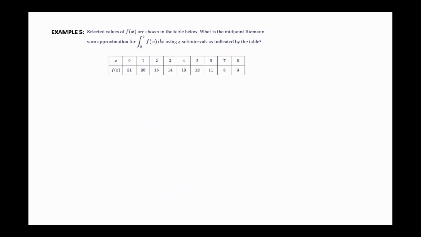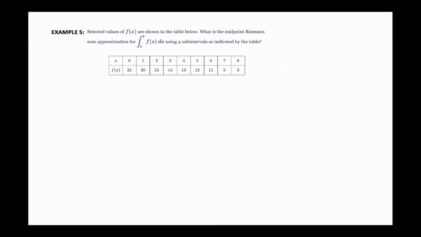Okay, so next one, number 5. This one is different than a graph. They give us a table, but I could graph them. It's the same idea. If you wanted to draw a graph, you could, but you don't need to. You can just use the values because they give you the x and the y values.